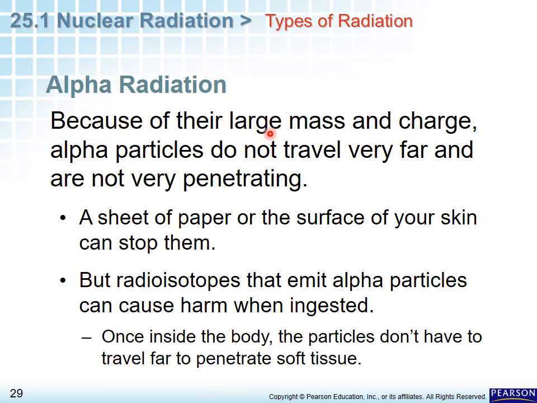Because of their large mass and charge, alpha particles do not travel very far and are not very penetrating. A sheet of paper or the surface of your skin can stop them easily. But a radioisotope that emits alpha particles can cause harm when ingested. Once inside the body, the particles do not have to travel far to penetrate soft tissue.